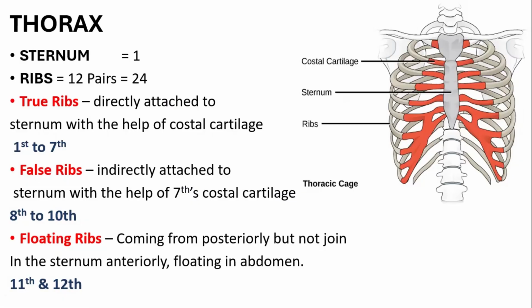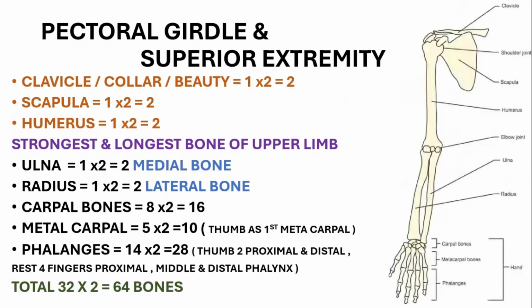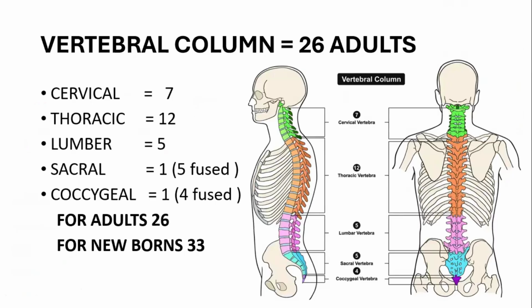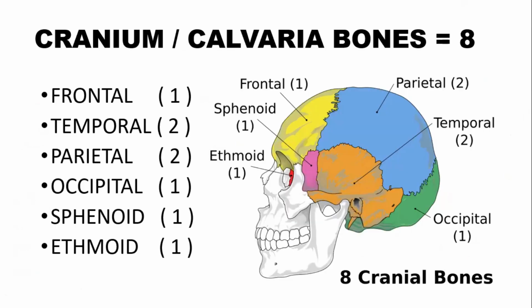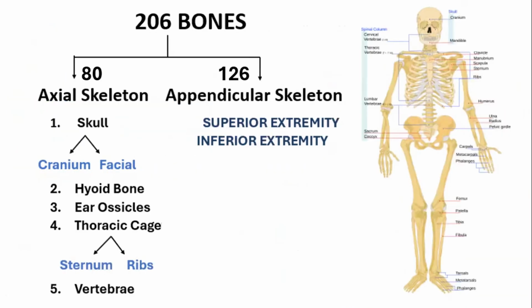So with this, we have completed the thorax. As you can see, in the next slide we have the superior extremity and pectoral girdle. It means we have completed the axial skeleton. For the axial skeleton, we have studied the skull bones, cranium and facial bones. The hyoid bone is present in this particular area.